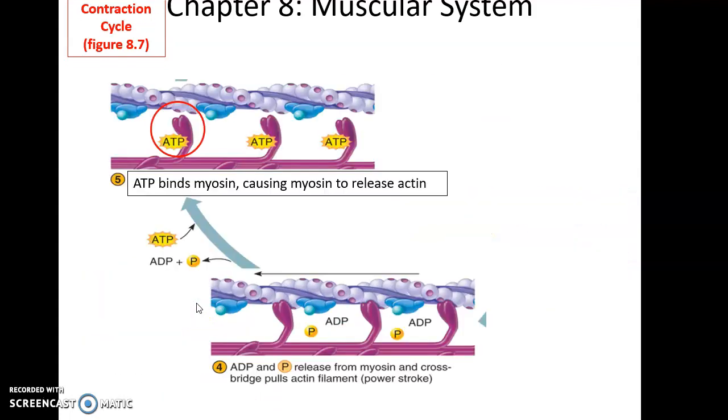Then myosin releases ADP and phosphorus, and then it binds ATP. When ATP binds, that causes myosin to release actin. So we absolutely require ATP to bind to myosin in order to have myosin release actin to break the cross bridge.